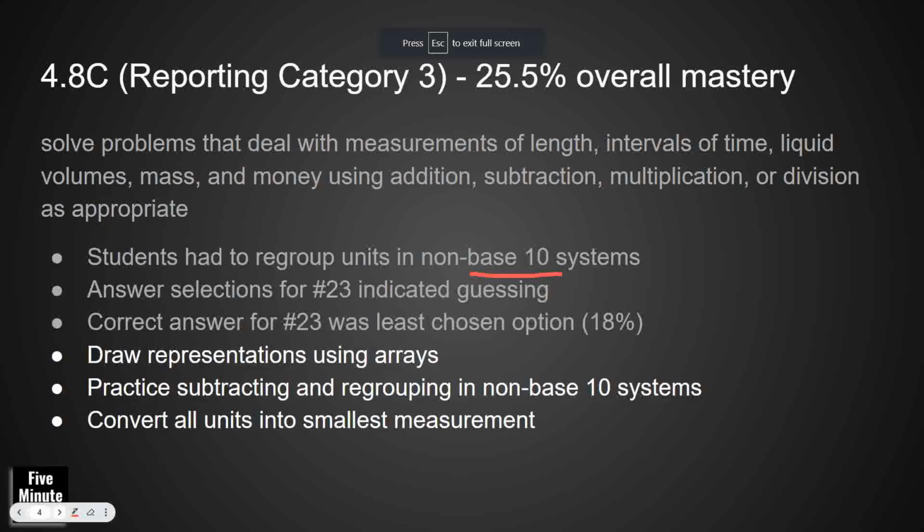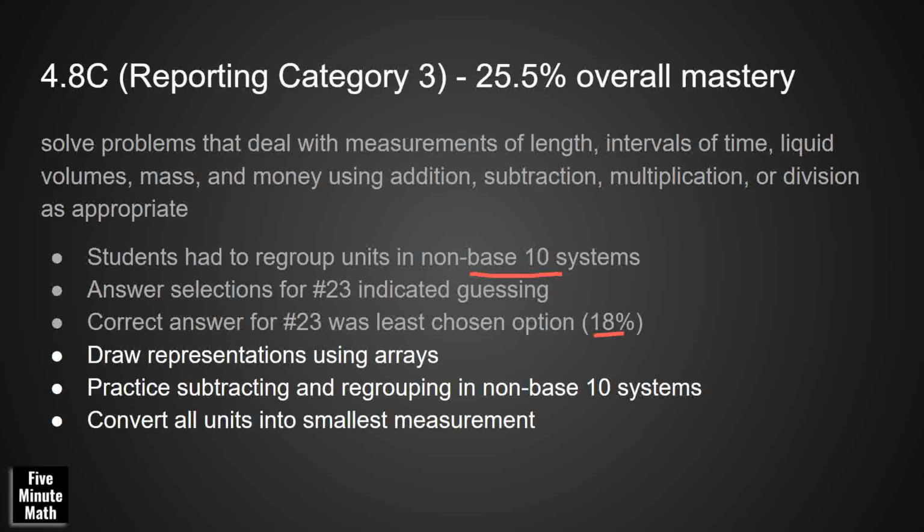And the answer selections for that number 23 indicated a lot of guessing. Kids just really didn't even know how to solve that, so they were just guessing all over the place. And like I said, the correct answer was the least chosen option, only 18%. So how can we as educators help our students here?